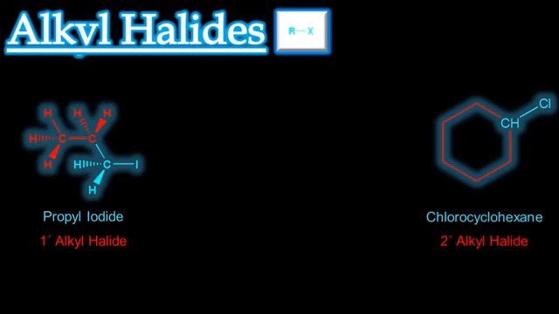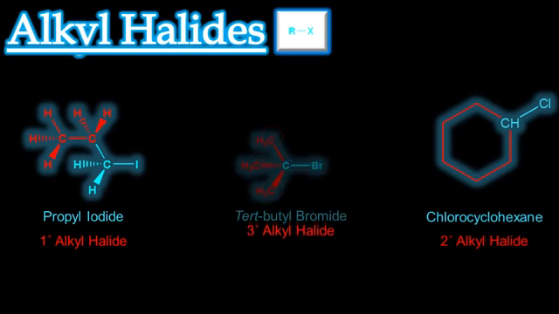This pattern continues. If all three hydrogens of methyl halide are replaced with a carbon group, then a tertiary alkyl halide results. Tert-butyl bromide is an example of a tertiary alkyl halide and features 4 carbons, 3 of which are methyl groups attached to the carbon, and it utilizes a bromine as its halogen.